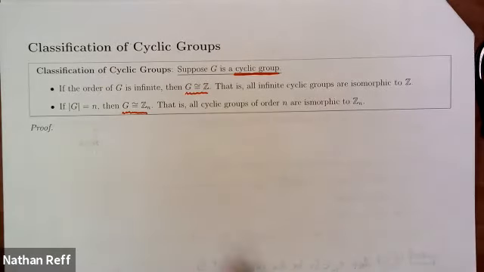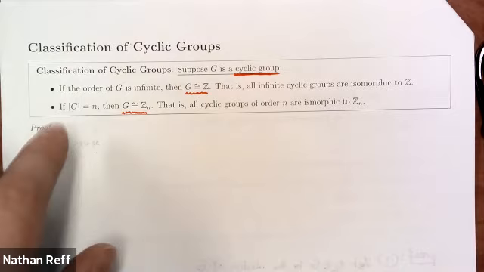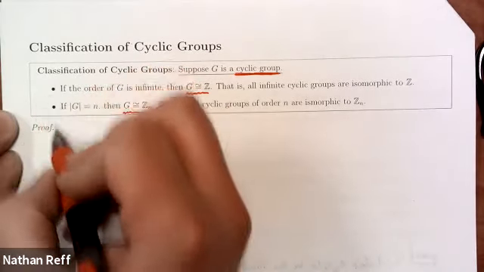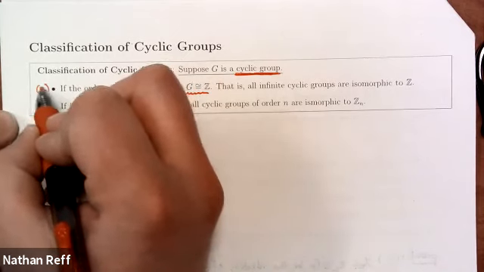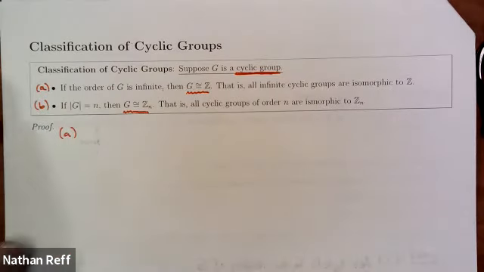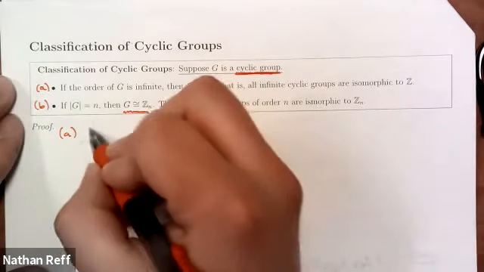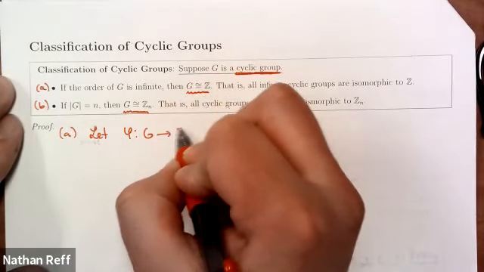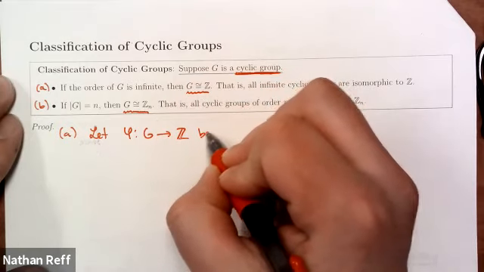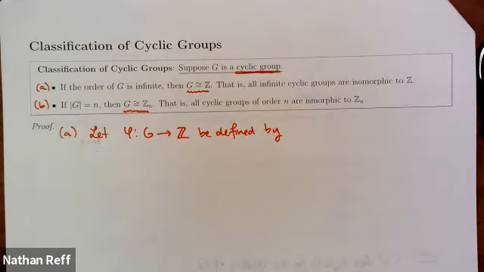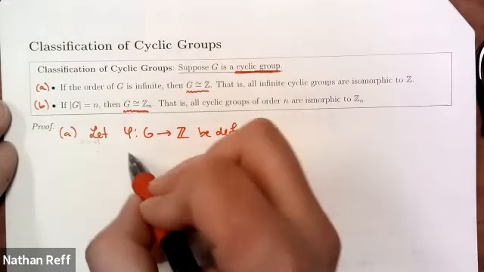I'm going to do it for the first one. Let's call this one A and this one B. So let's do the proof of A first. Let phi go from G to Z be defined by... So what we're going to do, let me explain this a little bit.